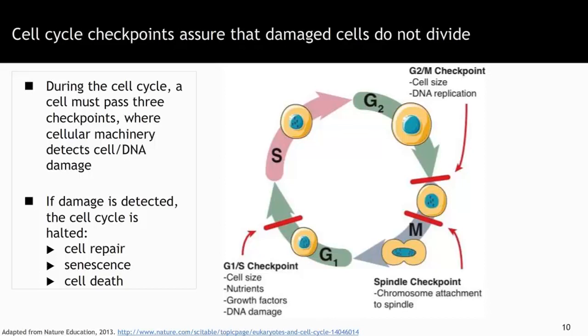If, however, some sort of damage, such as a DNA mutation, for instance, is found, the cell has 3 options. The damage can be repaired by cellular proteins. If it cannot be repaired, the cell may senesce, which basically means that the cell permanently stops dividing but is not dead. And the third option is that the cell may undergo programmed cell death.